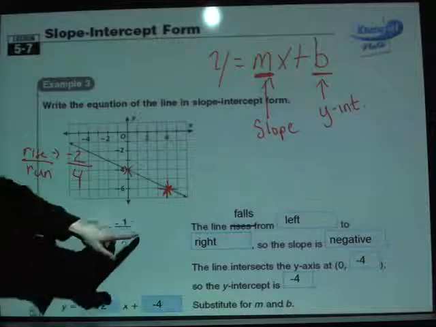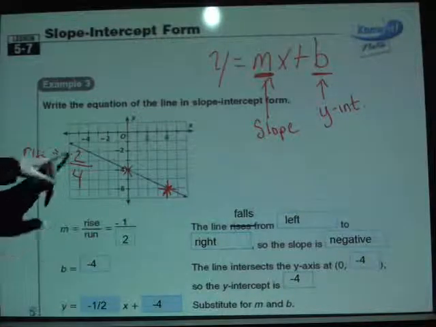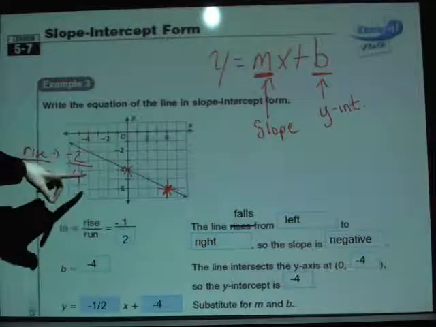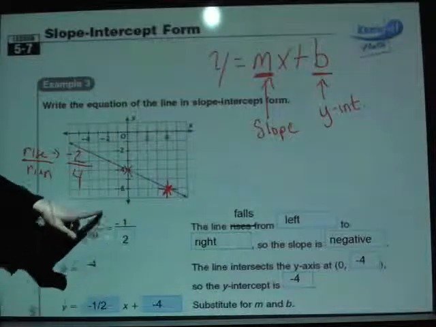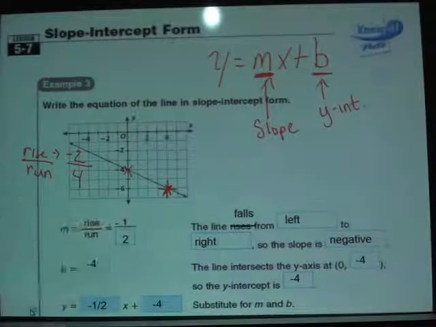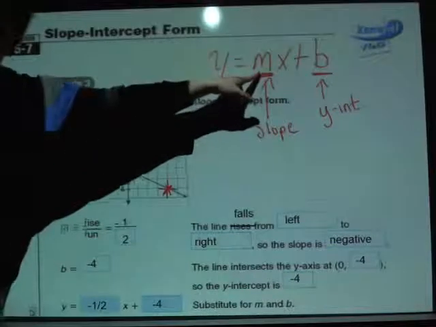Now you might be looking at this and saying, well, wait a minute, that's a little bit of a different answer. Yeah, it is a little bit of a different answer because I haven't reduced this fraction yet. If I reduce the fraction negative 2 over 4, what does it reduce to? It reduces to negative 1/2, which is exactly what you see on the presentation here. That's m in the equation.